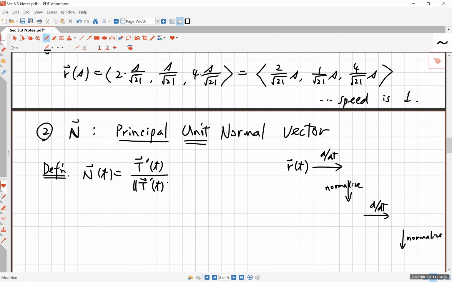So you can call this the normalized T prime. So this is the normalized derivative of the unit tangent vector. And that's what's called the unit normal vector, or the principal unit normal vector. And by the way, it is different from taking the second derivative and normalizing it. It is not the same as taking the second derivative and normalizing it.